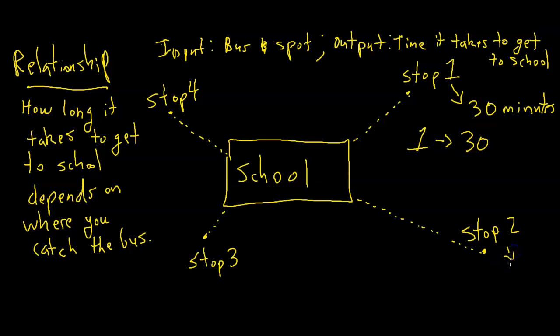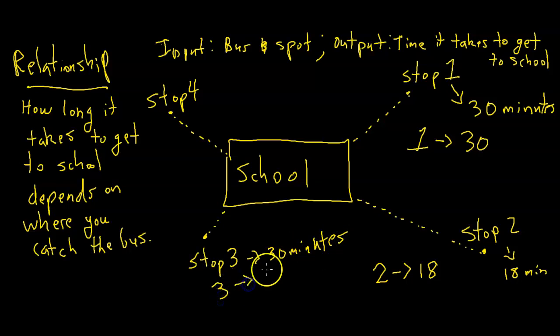Let's say stop 2 takes 18 minutes to get to school, all right? So in this function, an input of 2 for bus stop number 2 produces an output of 18, for the fact that it takes 18 minutes to get to school from bus stop 2. Let's say stop 3 also takes you 30 minutes. So an input of 3 into this function representing stop 3 would give you an output of 30 representing 30 minutes.